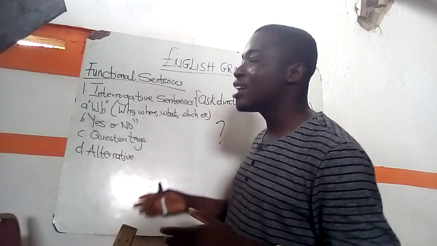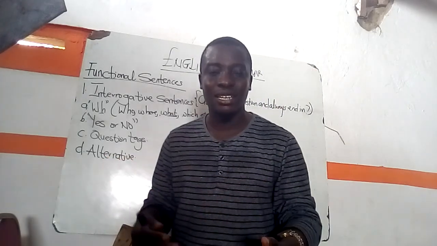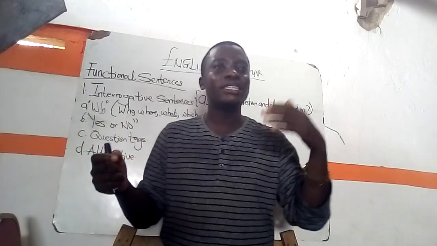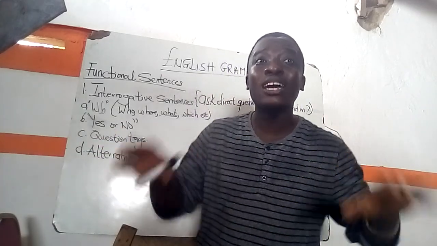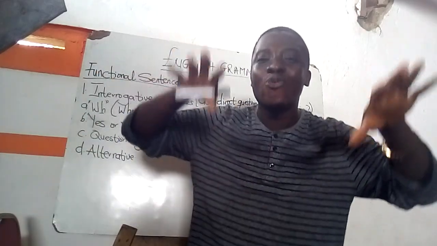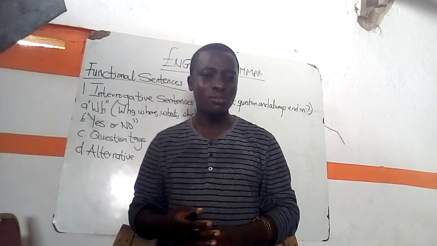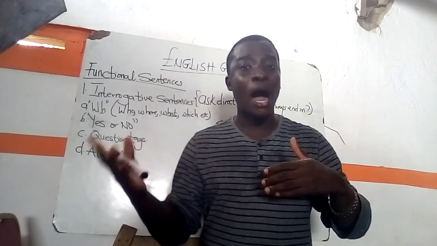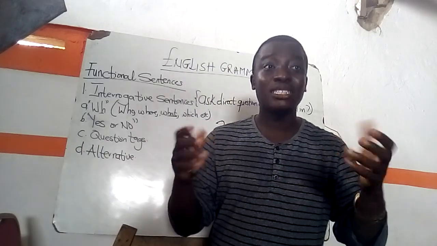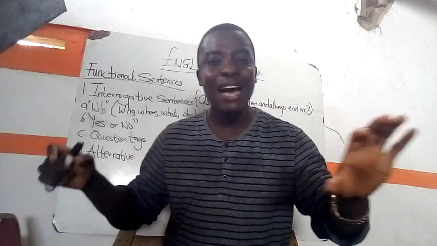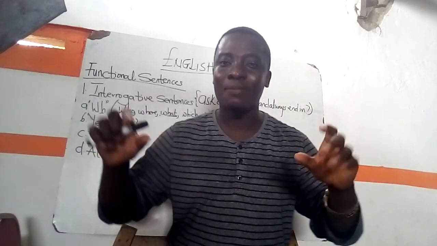We'll go to the last one. The last one is alternative sentences. Alternative sentences are questions that give you alternative answers, or questions that already have the answers in them. Do you get it? So I come to you and I ask, will you eat fufu or banku? So it's either you eat fufu or you eat what? Banku. So the answers are already in the question that I'm asking you.